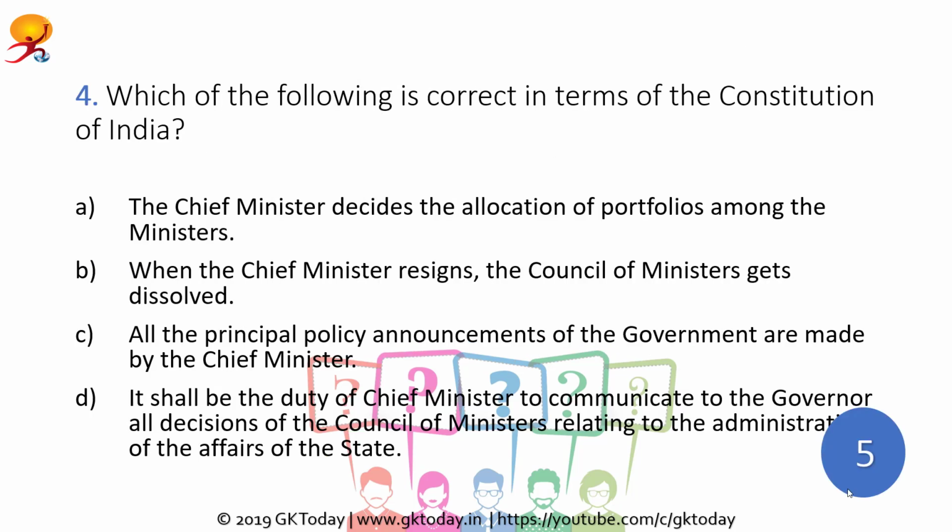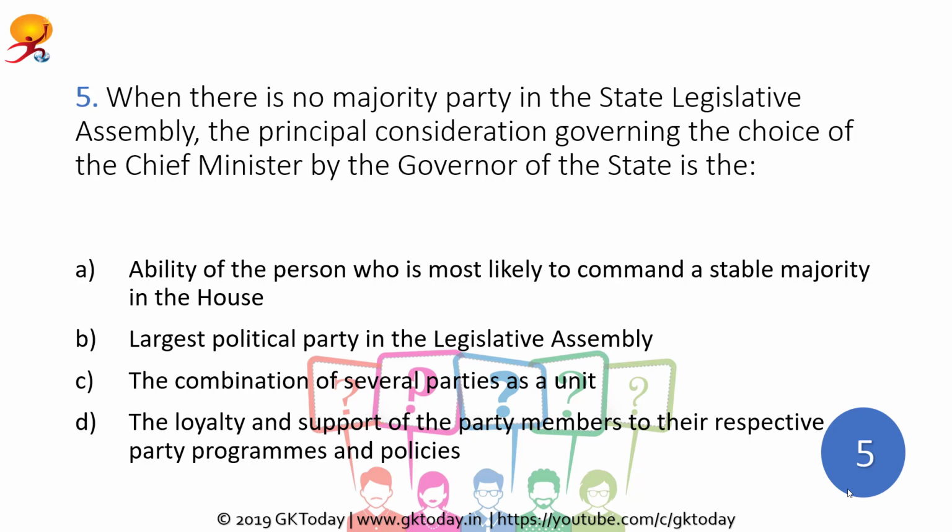Which of the following is correct in terms of the Constitution of India? Your time starts now. Correct answer is option D. It shall be the duty of Chief Minister to communicate to the Governor all decisions of the Council of Ministers relating to the administration of the affairs of the state. This is because the Governor is an appointee of the Union Government and he needs to be kept informed of all the major policy and administrative decisions of the state, and this is enshrined in Article 167.